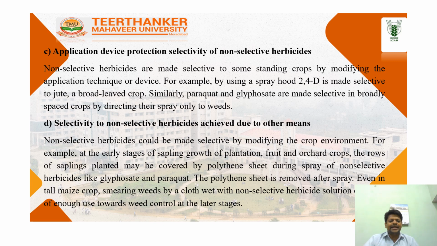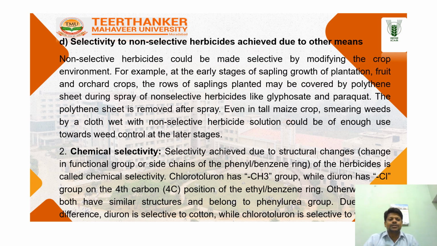Okay. For example, at the early stages of seedling growth of plantation fruits and orchard crops, the rows of seedlings planted may be covered by a polythene sheet during the spray of non-selective herbicide like glyphosate and paraquat. The polythene sheet is removed after the spray. Even in tall maize crop, swabbing weeds with a cloth wet with the non-selective herbicide solution is enough towards weed control at the later stage.